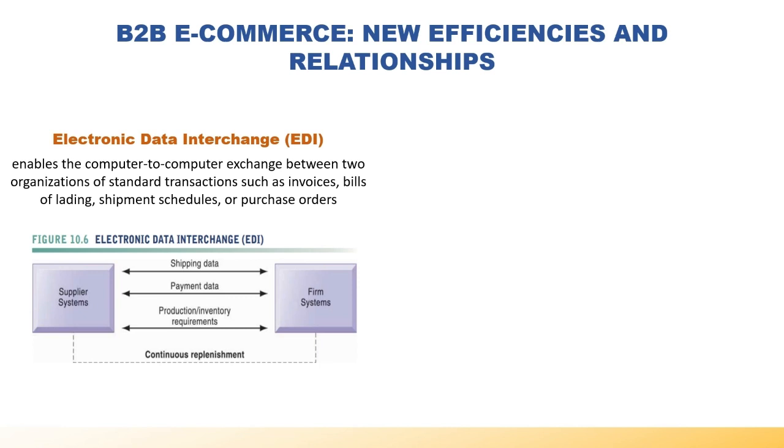Electronic Data Interchange, or EDI. It enables the computer-to-computer exchange between two organizations of standard transactions such as invoices, bills of lading, shipment schedules, or purchase orders. Companies use EDI to automate transactions for B2B e-commerce and continuous inventory replenishment. Suppliers can automatically send data about shipments to purchasing firms. The purchasing firms can use EDI to provide production and inventory requirements and payment data to suppliers.